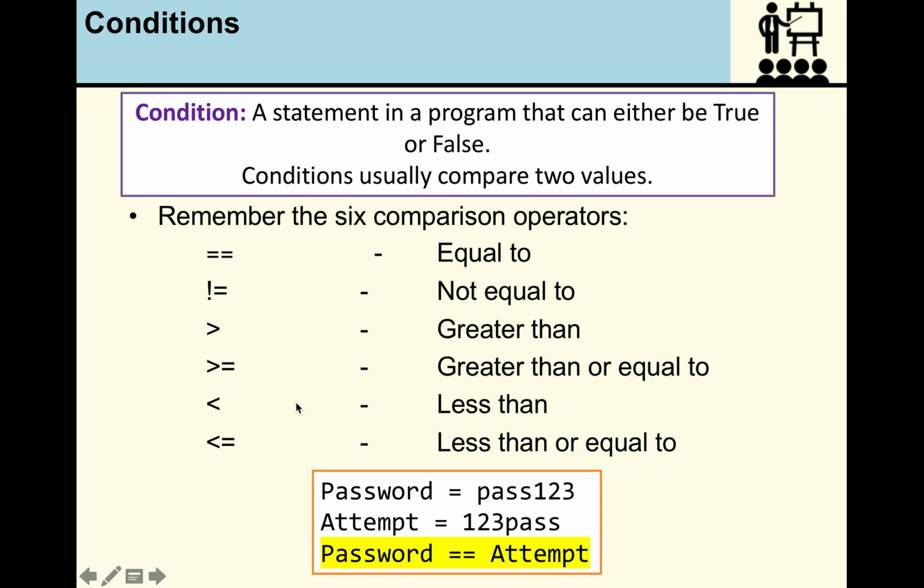Here's an example of a condition. I've got my variable password, and I'm assigning it the value pass123. I've got a variable called attempt, and I'm assigning it the value 123pass. You can see that password and attempt are not equal to each other. At the bottom, I've got a condition, and that condition can be looked at like a question. I'm asking, is password equal to attempt? Is the value held inside password equal to the value held inside attempt? In this situation, it's not, so that condition is false. If attempt was pass123, then that condition would be true. So conditions compare two values, and they have either a true or a false outcome, and we use these comparison operators.